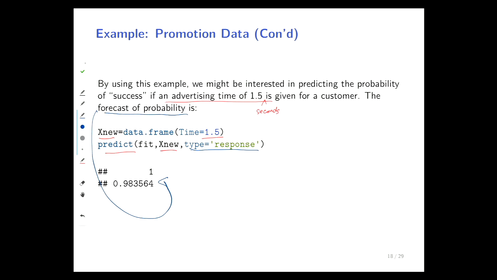So here, if we consider an advertising time of 1.5 seconds, the probability of success can be predicted as 0.98. That means the customer is very likely to buy the product. So that's the probability of success.